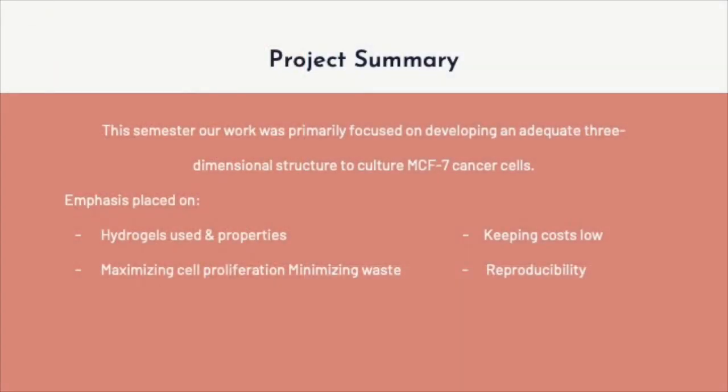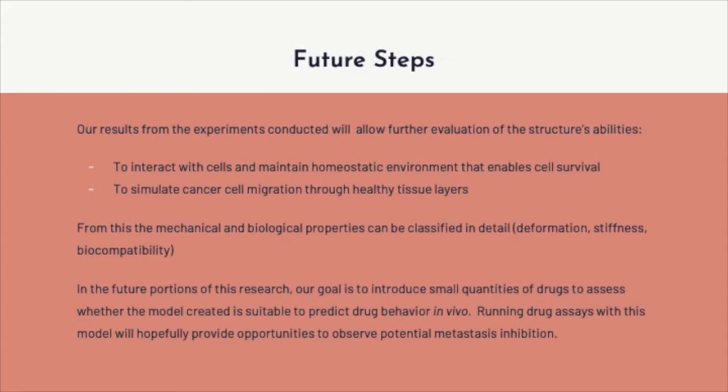Throughout the semester, our work was primarily focused on developing the methodology for an adequate 3-dimensional structure to culture MCF7 cells. A particular emphasis was placed on the hydrogels we used and their properties, maximizing cell proliferation and migration, but we also prioritized keeping the costs low and reproducibility. Our results from the experiments conducted will allow further evaluation of the structure's abilities to interact with cells and maintain a homeostatic environment that enables cell survival. This also simulates cancer cell migration through healthy tissue layers. From this, the mechanical and biological properties can be classified in detail, such as the deformation, stiffness, and biocompatibility.